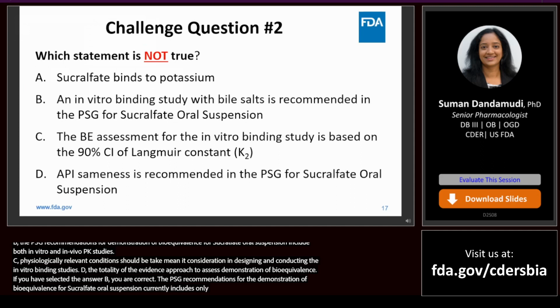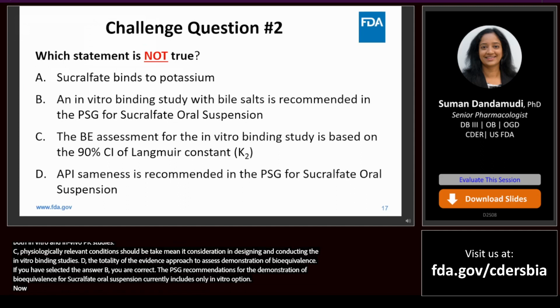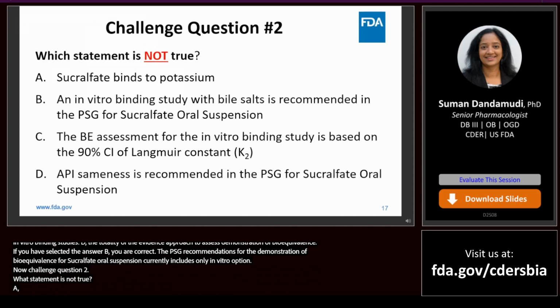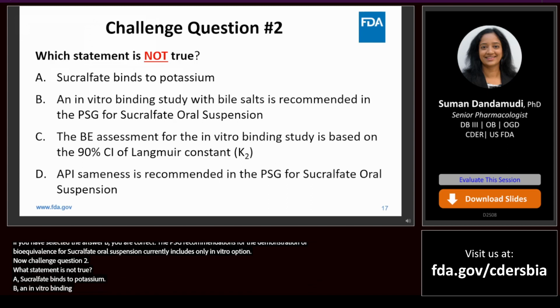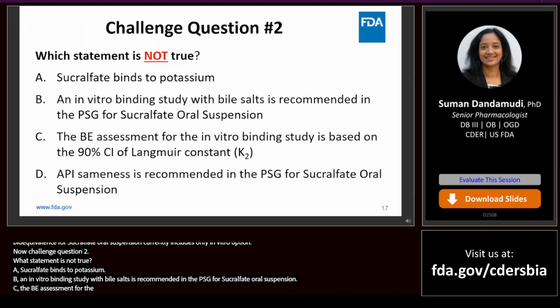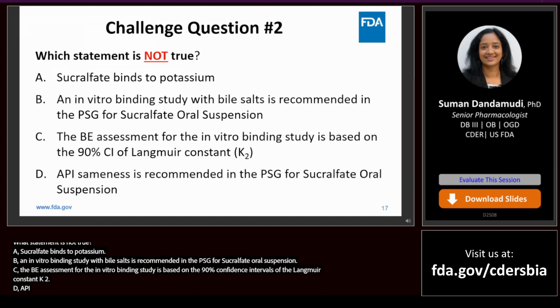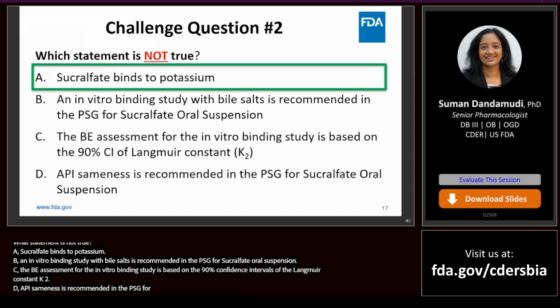Now challenge question two. What statement is not true? A, sucralfate binds to potassium. B, an in vitro binding study with bile salts is recommended in the PSG for sucralfate oral suspension. C, the BE assessment for the in vitro binding study is based on the 90% confidence intervals of the Langmuir constant K2. D, API sameness is recommended in the PSG for sucralfate oral suspension. The answer is A.